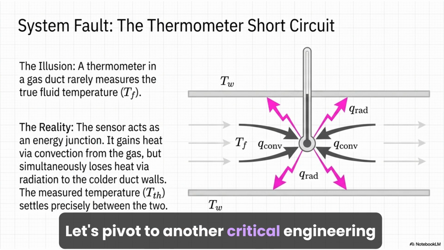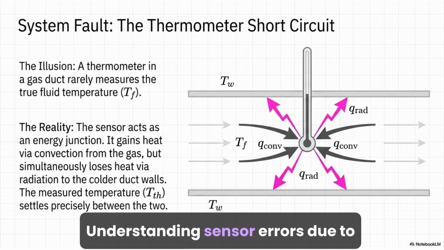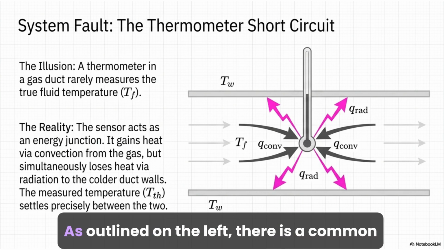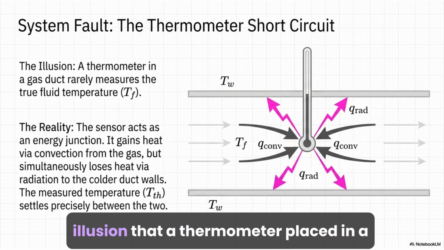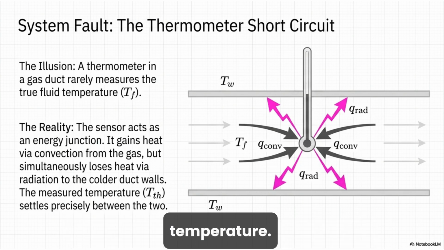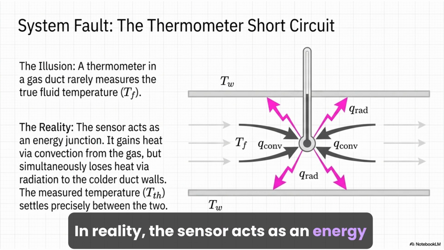Let's pivot to another critical engineering scenario: understanding sensor errors due to radiation. This is what we call the thermometer short circuit. As outlined on the left, there is a common illusion that a thermometer placed in a gas duct rarely measures the true fluid temperature. In reality, the sensor acts as an energy junction.